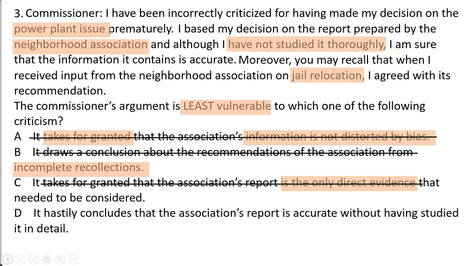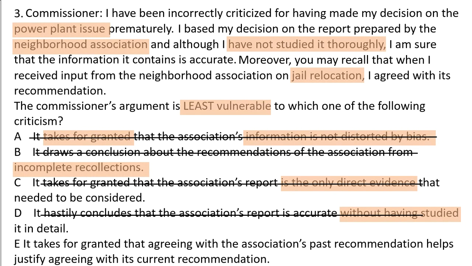Option D, it hastily concludes that the association's report is accurate without having studied it in detail. Again, it is criticizing the commissioner's argument. Why? Because he believed that the report is accurate without studying it. So option D is eliminated.